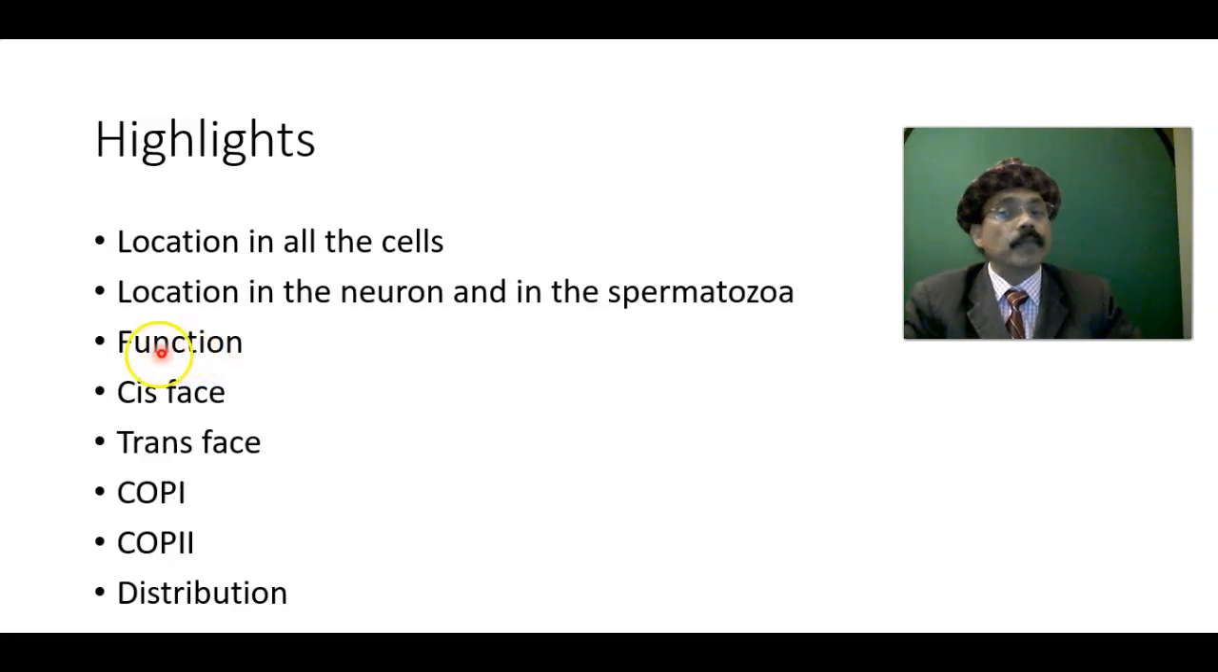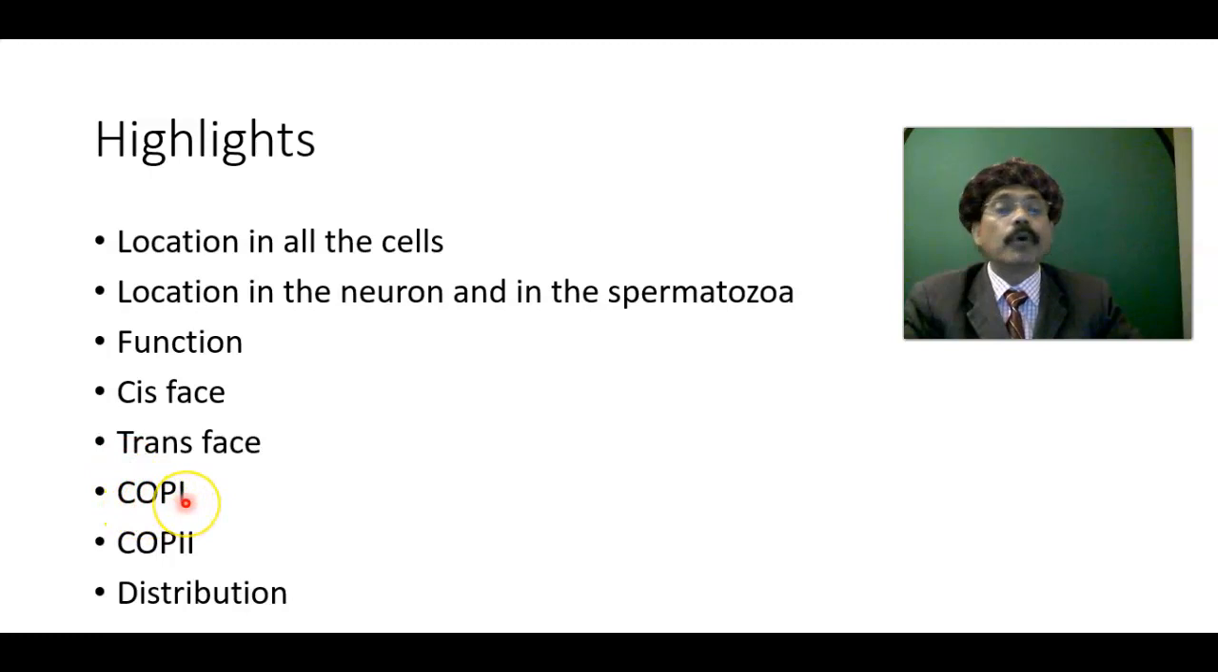Function of the Golgi apparatus? The main function is post-translational modification of the protein produced by the rough endoplasmic reticulum. If there is any defect in the post-translational modification, there may be some lysosomal disease or inclusion body disease due to defective formation of the vesicle from the trans face of the Golgi complex.